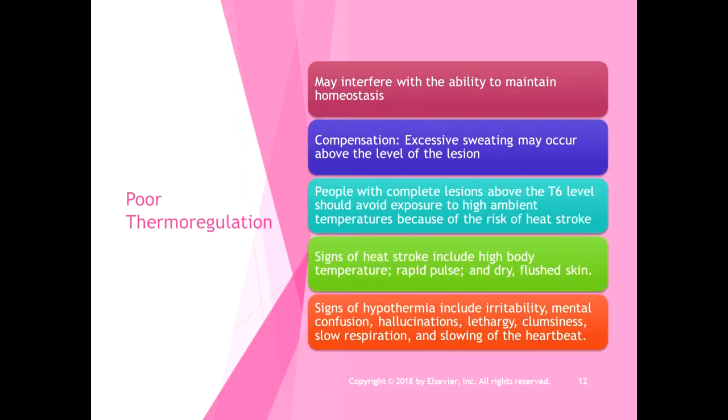Poor thermoregulation can interfere with the person's ability to maintain homeostasis. People with complete lesions above T6 should avoid exposure to high temperatures because of the risk of heat stroke. And signs of heat stroke include high body temperature, rapid pulse, and dry, flushed skin. Signs of hypothermia may include irritability, mental confusion, hallucinations, lethargy, clumsiness, slow respiration, and slowing of heartbeat. So you have to be aware of these things.